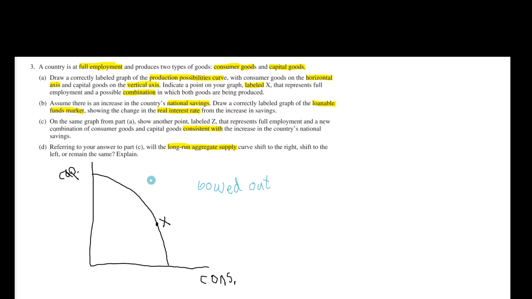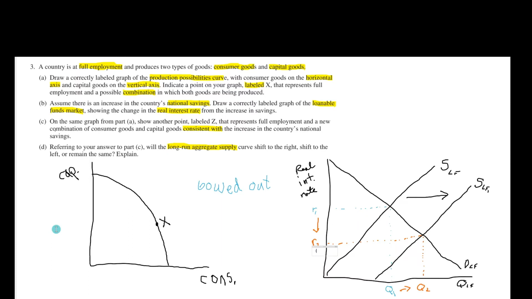And the national savings is how much the country as a whole is saving. Okay, so we're going to draw that in a second. And it says, draw a correctly labeled graph of the loanable funds market showing the change in the real interest rate. So they've told us there how to label our market graph, which is very helpful, from the increase in savings. Okay, we've got an increase in savings, so we're going to be drawing that on our loanable funds market. So let's do that, and we're going to leave this graph here because we're going to come back and use it again for part C.